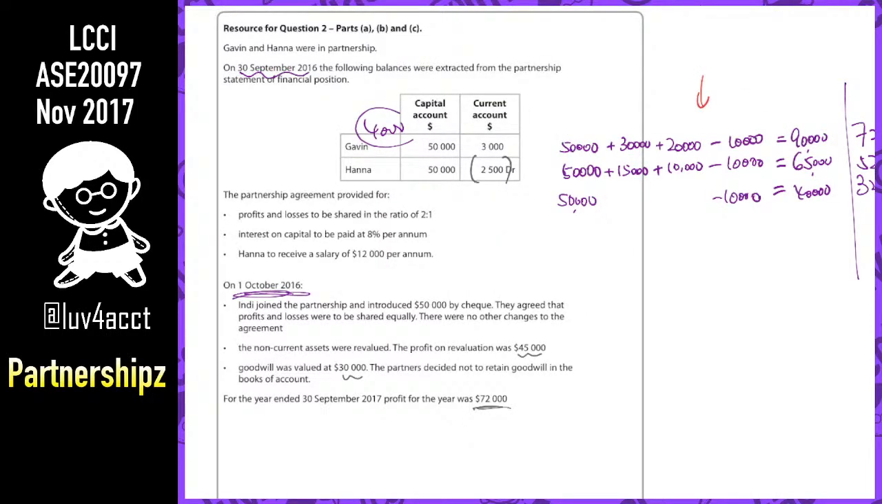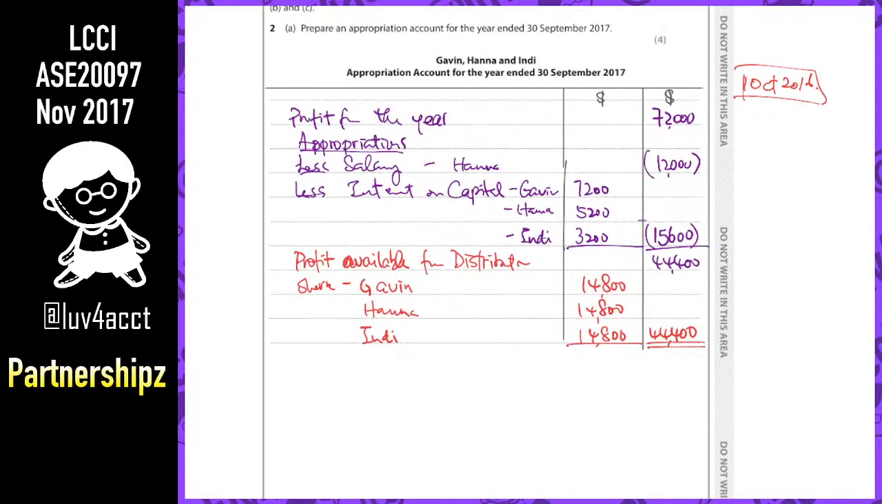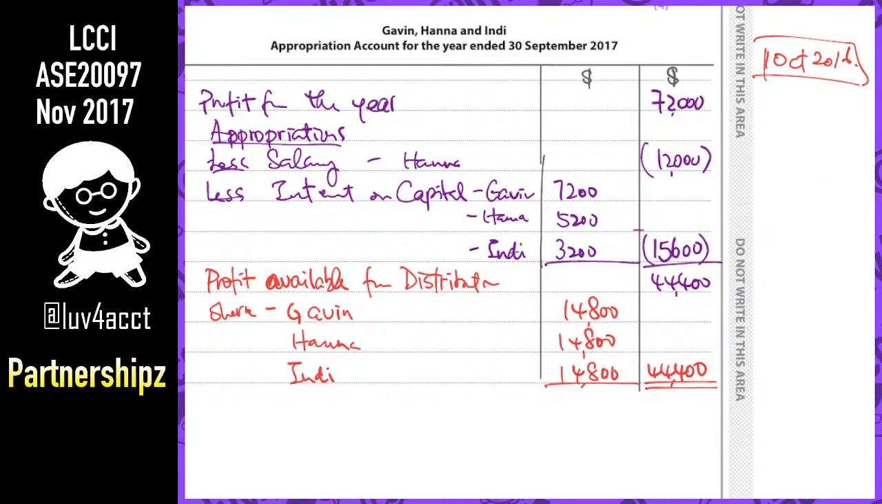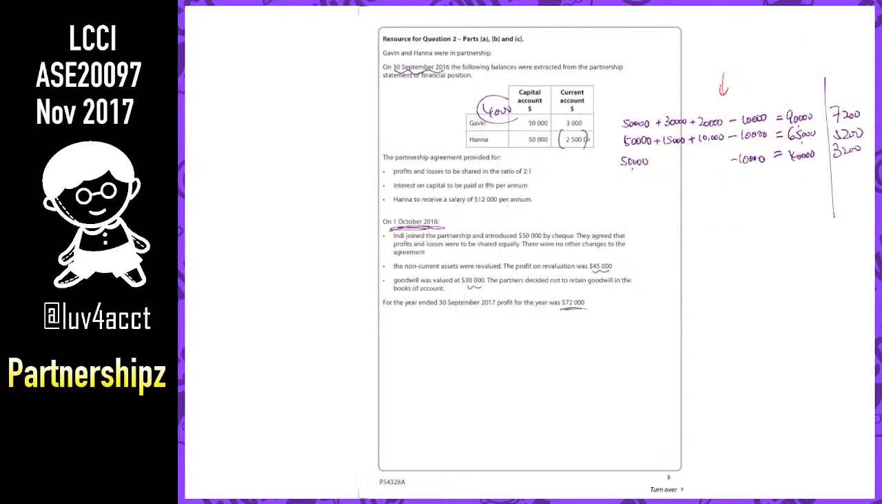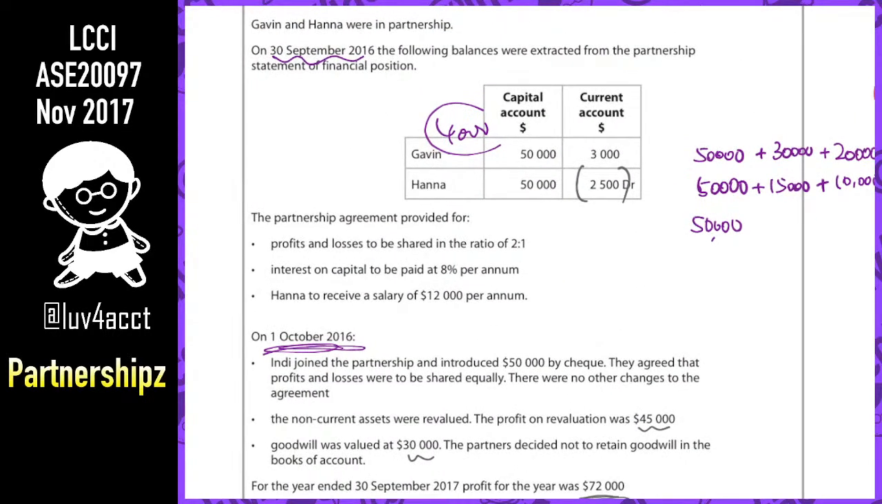The bad news is, in this appropriations account, the mark scheme gives 4,000 for all three partners as interest on capital. That would be based on a capital of 50,000. You can see where the 50,000 comes from. This is the opening capital account, the initial investment of the partners.